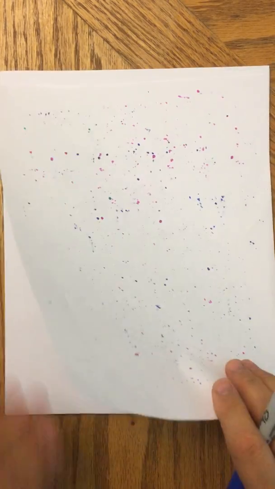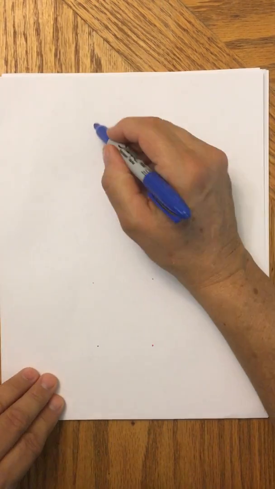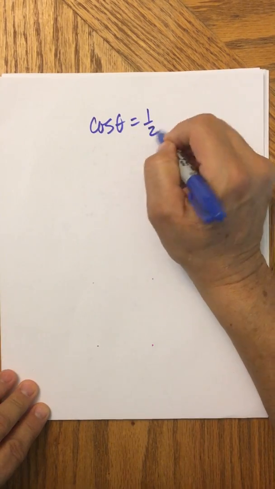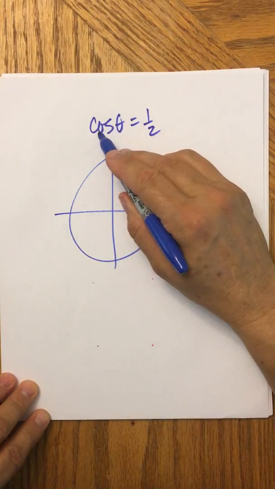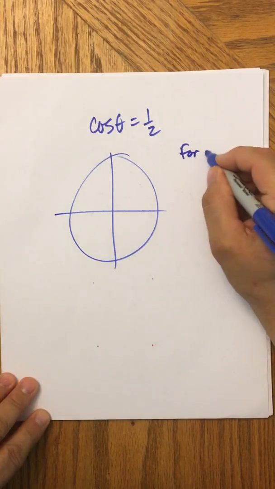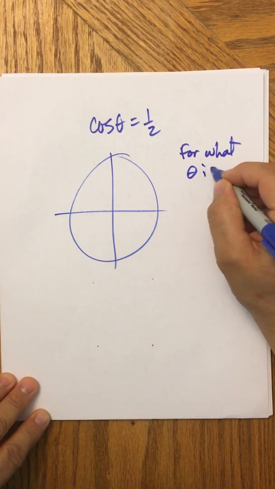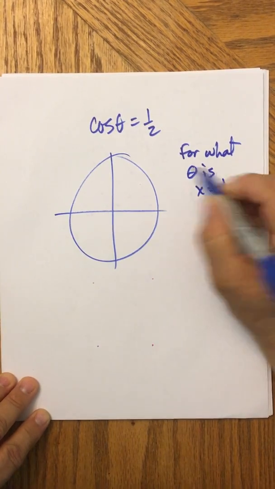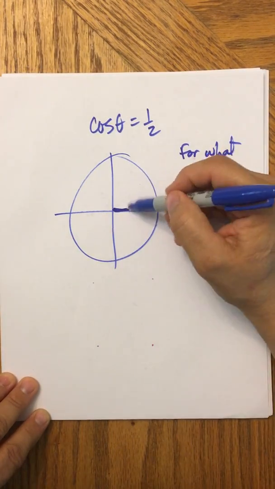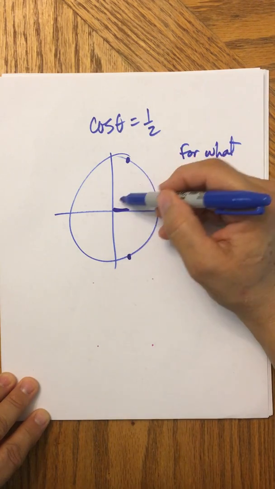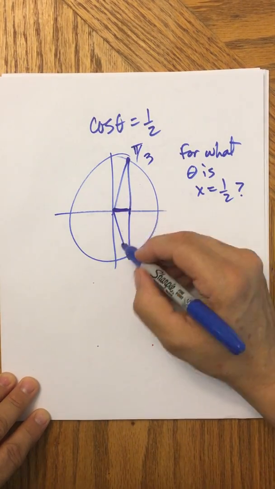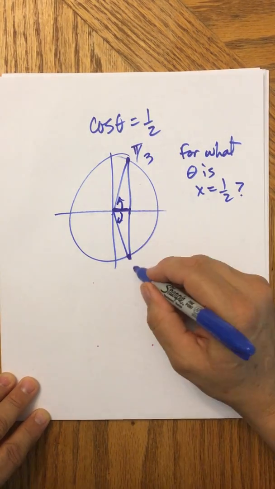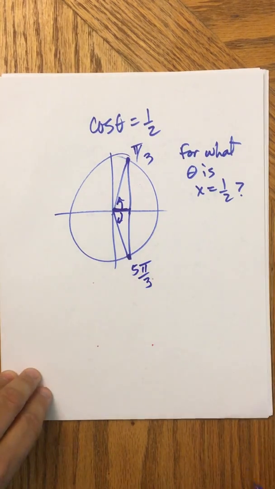So on your unit circle, if you were solving this, what you would do is you'd say, okay, I'm looking for cosine of an angle equal to a half. For what angle is the x-coordinate, for what theta is x equal to a half? So x is a half, positive a half here. Both at pi over 3 and, right, so this angle and this angle, 5 pi over 3.